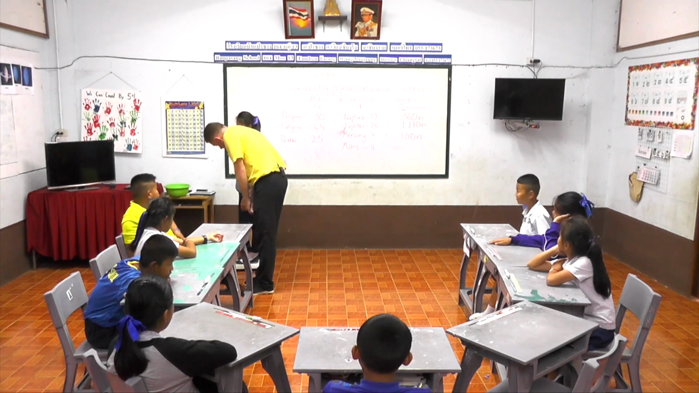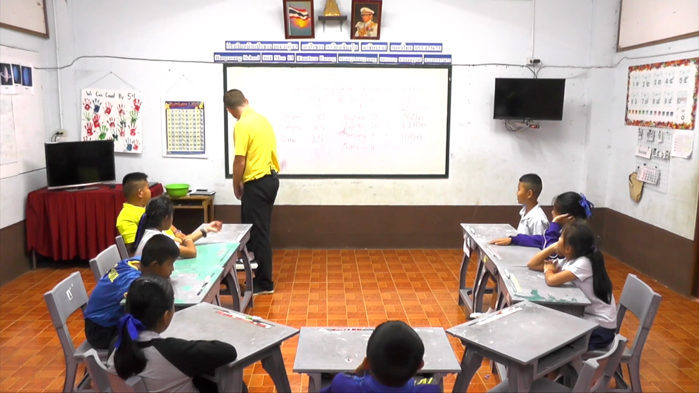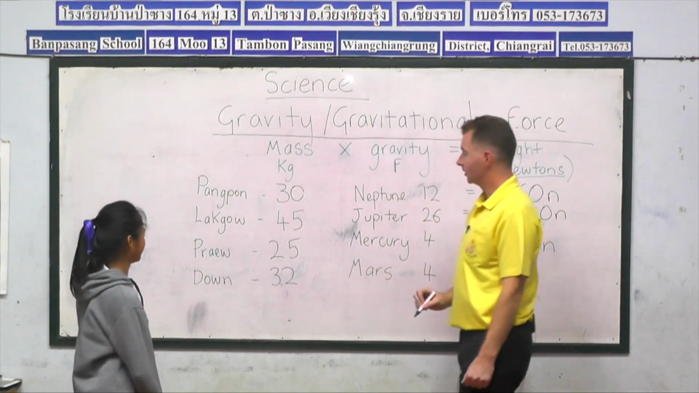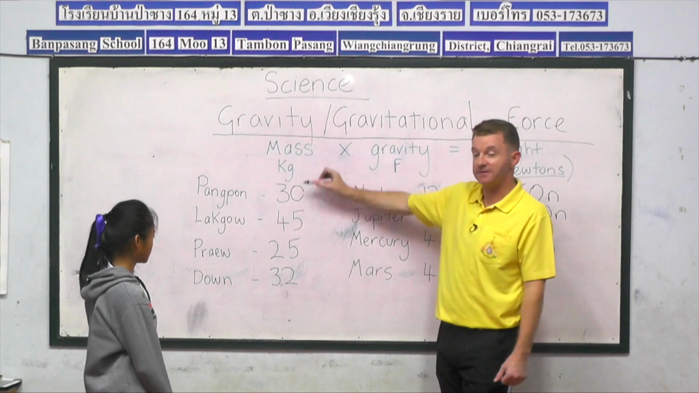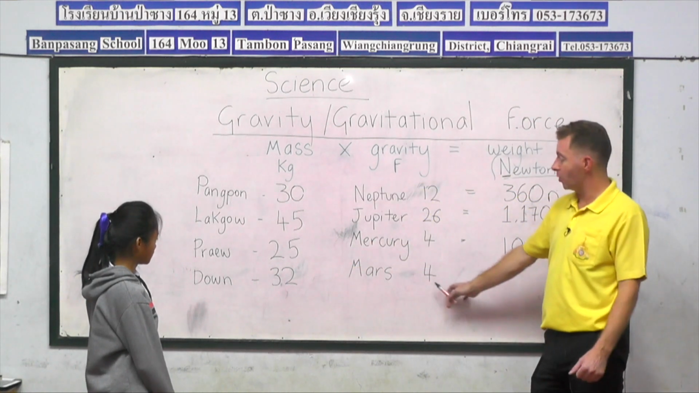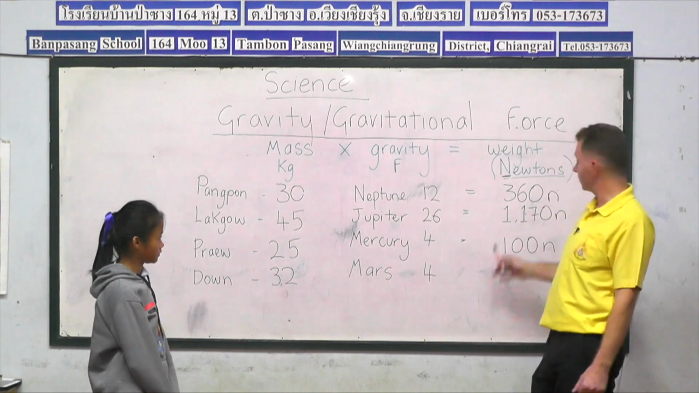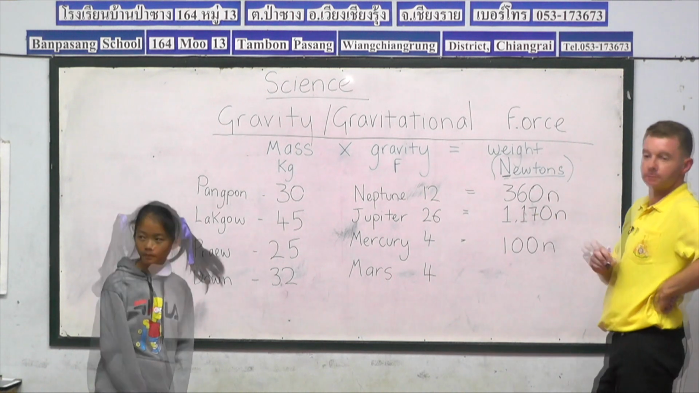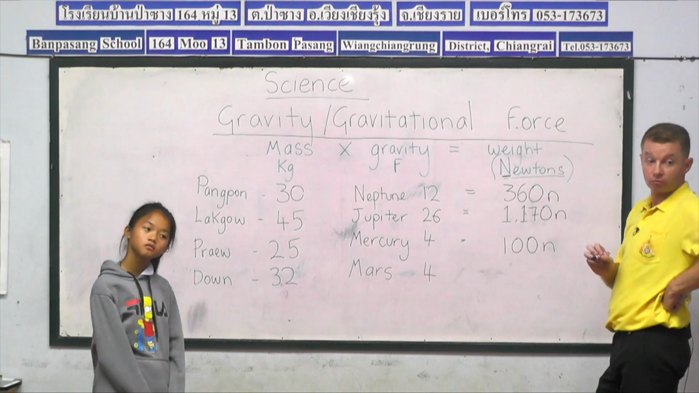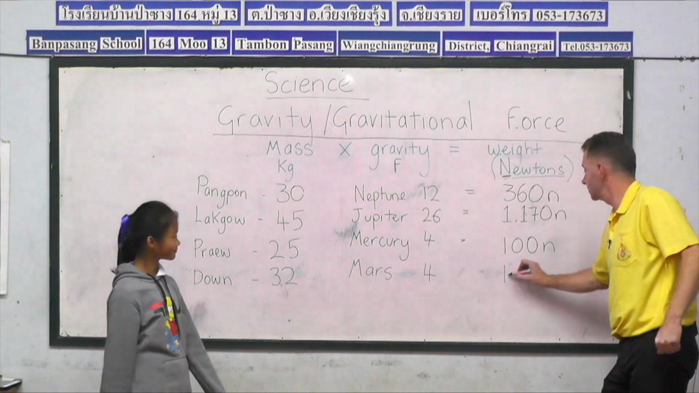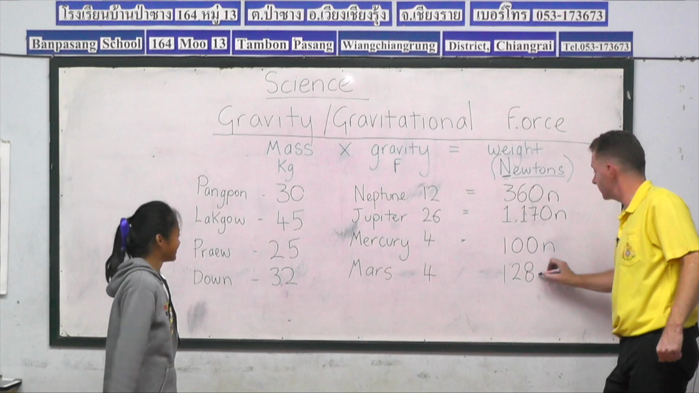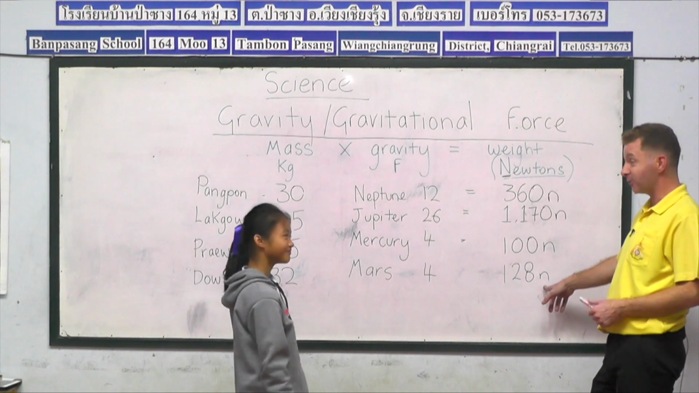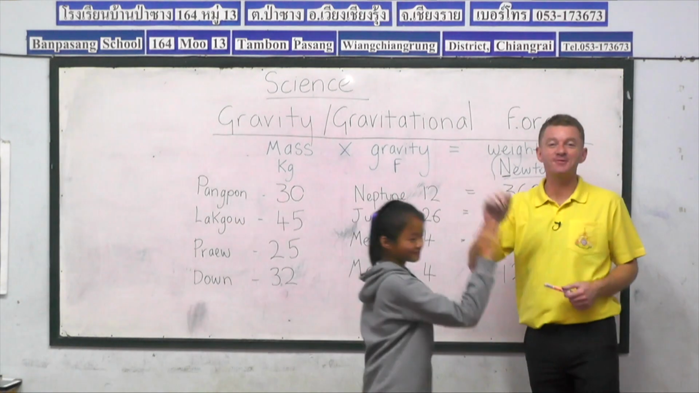How many kilograms? 32. 32 kilograms for Dan. Okay, so if we take Dan's mass of 32 and times it by 4 for the gravity on Mars, what will Dan's weight in newtons be on the planet Mars? 32 times 4. 128. Excellent. 128 newtons. So Dan, very sorry, if you go to Mars, you're going to weigh that much, okay? Very good. Big round of applause for Dan.